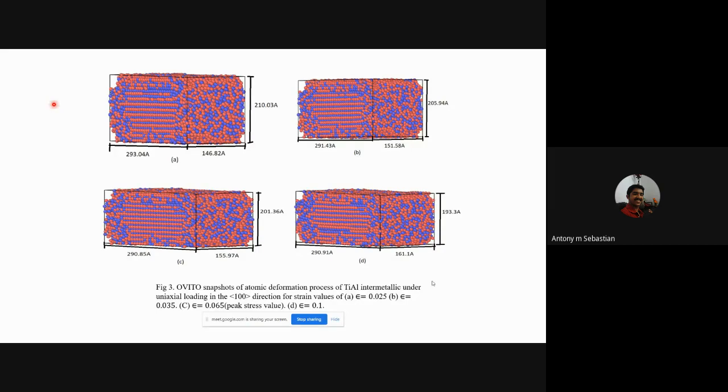I have shared some screenshots of the whole deformation process for some particular strain values: ε equal to 0.025, 0.035, 0.065. Note that at 0.065, the peak stress value was observed, the value at which the ultimate tensile strength was observed, and then ε equal to 0.1. You can see that in the X direction, the dimensions are increasing during tensile deformation: 146.82, 151.8, 155.97 to 161.1. Similarly, while loading in the 100 direction, it is obvious that there will be changes in the dimensions in the y and z directions, which you can observe from these snapshots.